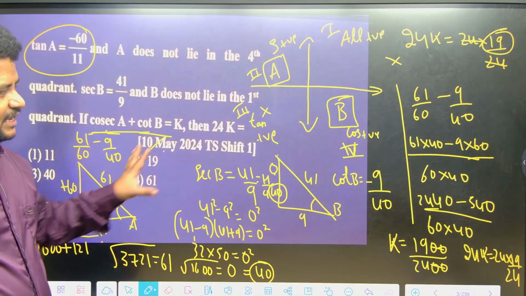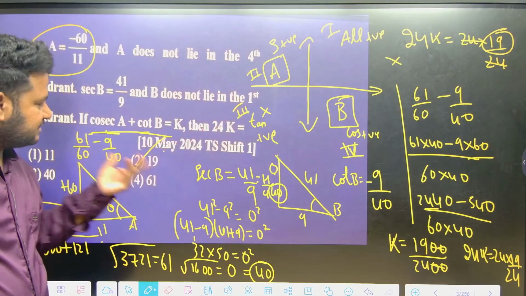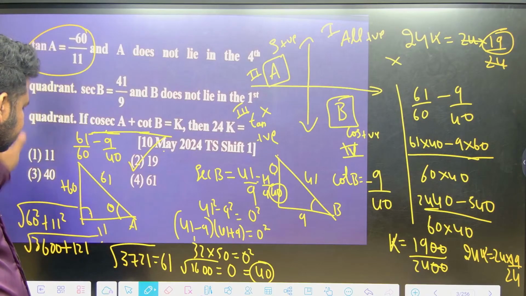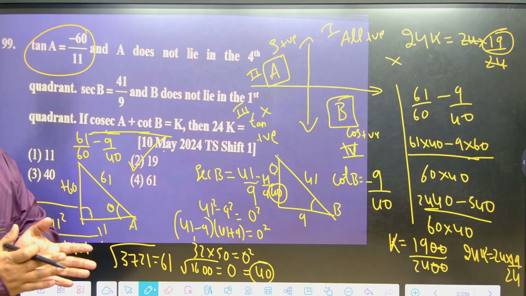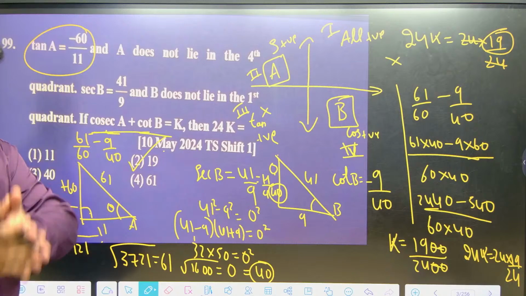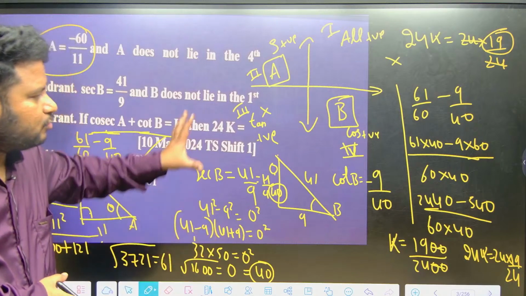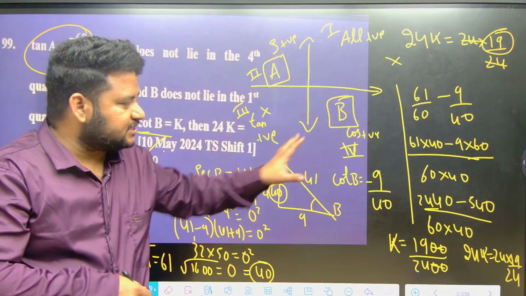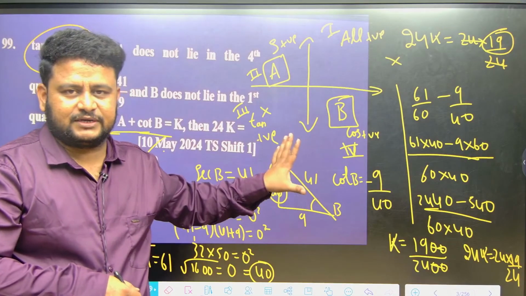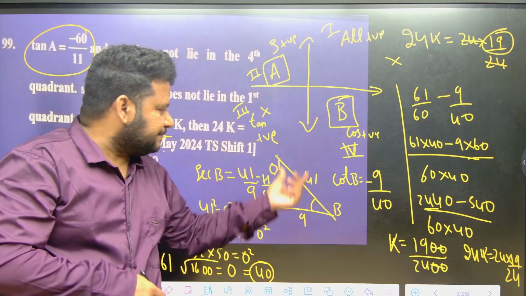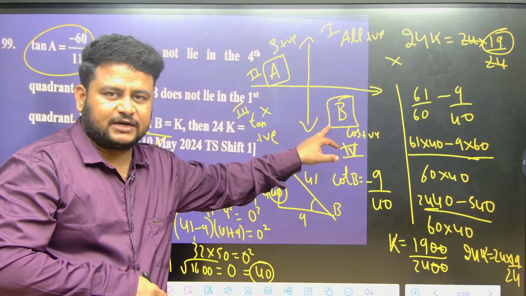See, directly I can use certain shortcuts and get the answer very easily within a minute. But I am explaining each and every step since you are 10th students moving to 11th standard. You have to know each and every concept. That's why you have to follow each and every step of how we are doing it. So I am taking cot as negative. Why? Because in the fourth quadrant cot is negative.